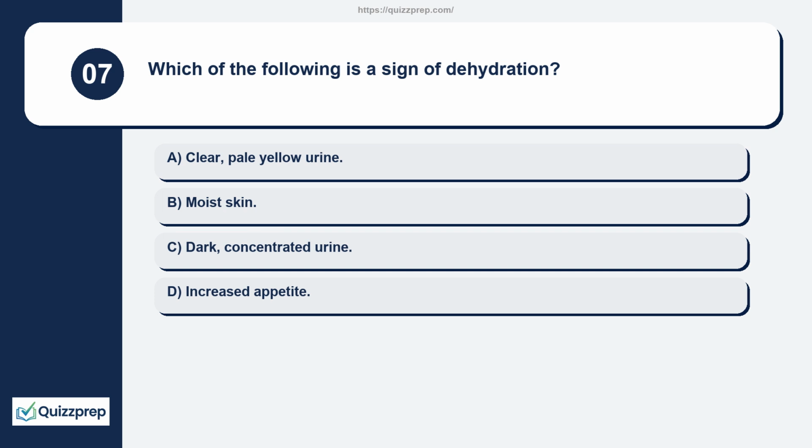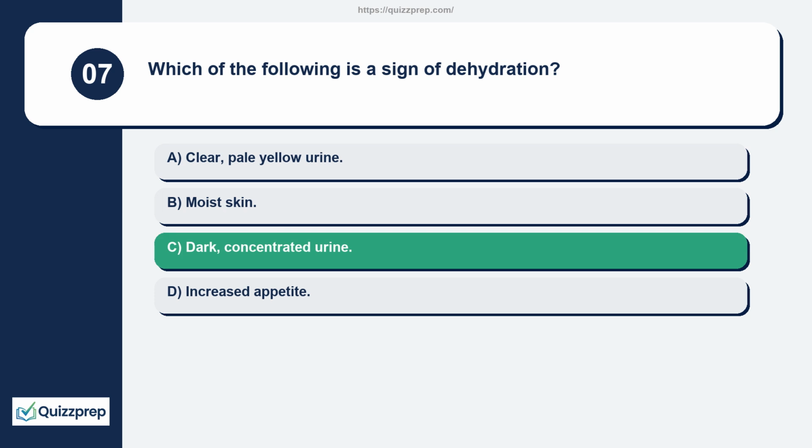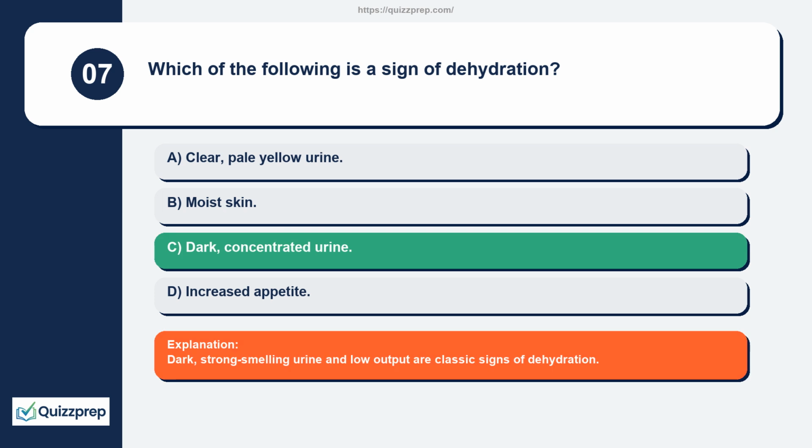Question 7. Which of the following is a sign of dehydration? Clear, pale yellow urine. Moist skin. Dark, concentrated urine. Increased appetite. Dark, strong-smelling urine and low output are classic signs of dehydration.